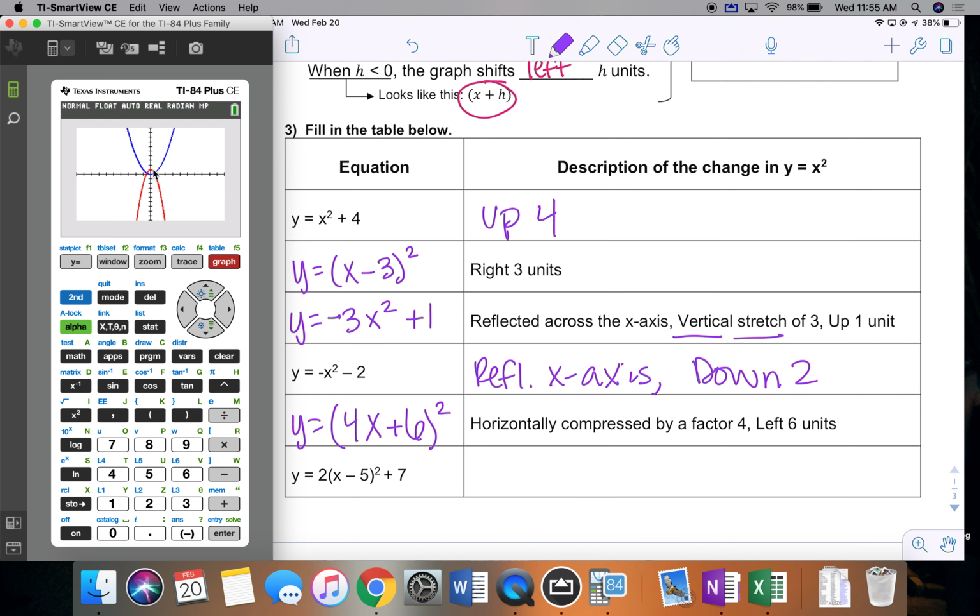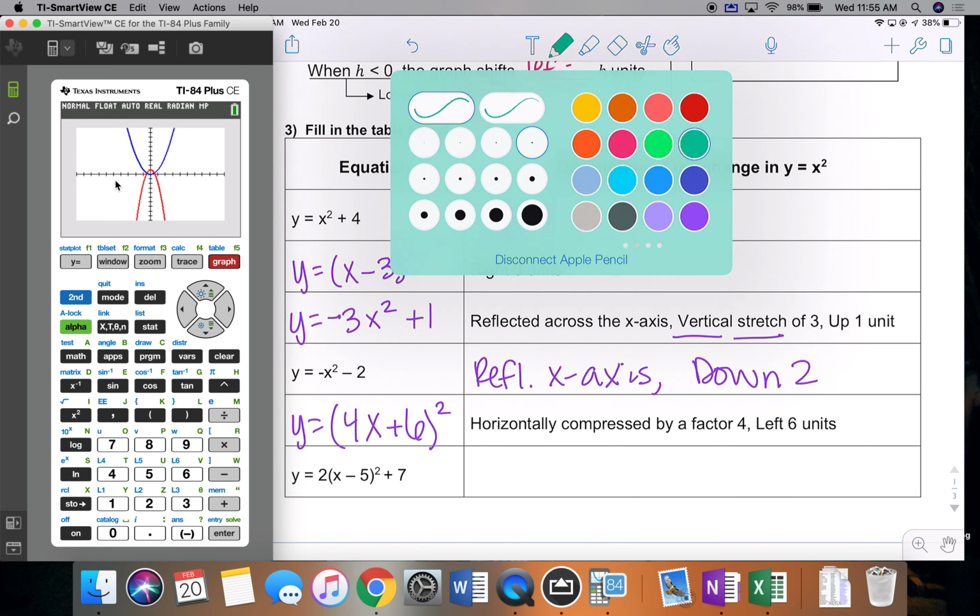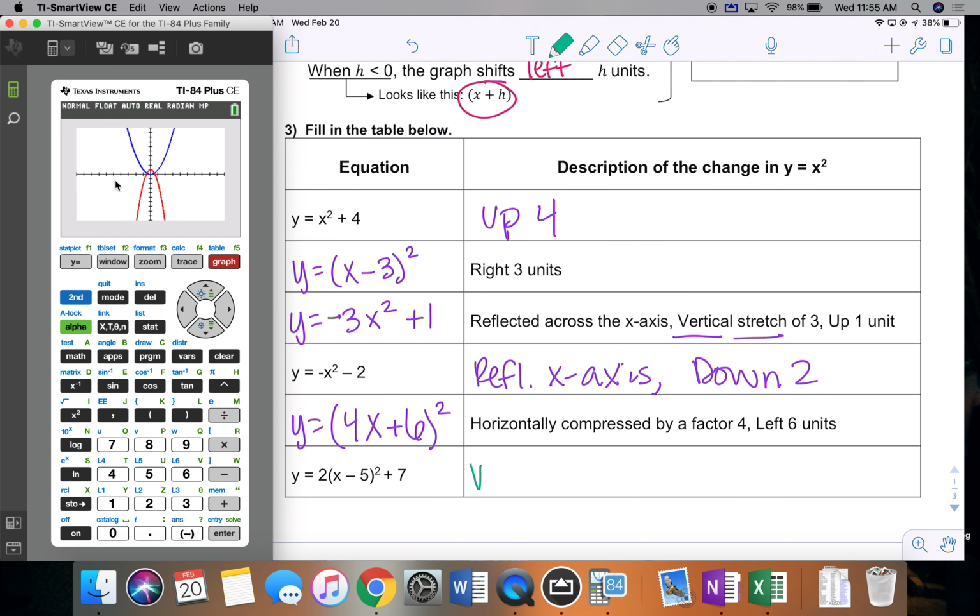Vertical stretch and shrink we learned yesterday. Horizontal stretch and shrink are in parentheses and the opposite of vertical. And then to go to the left, we normally do a minus 6 on the coordinate grid. So to go to the left, we do plus 6 because what's on the inside is always the opposite. And then this last one, 2 is on the outside, so it's going to be a vertical stretch because it's a big number. We're going to go to the right 5, and we're going to go up 7.